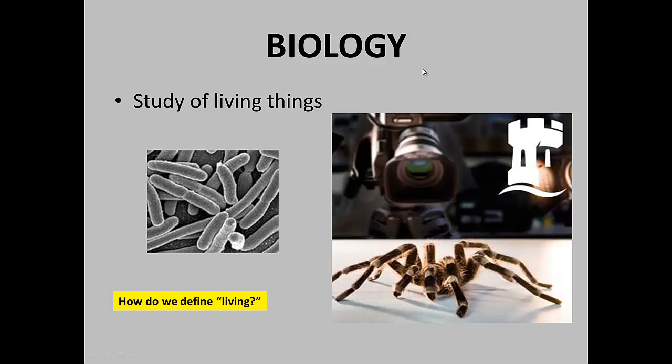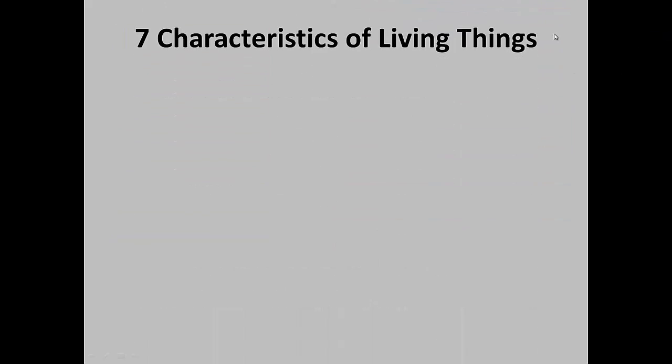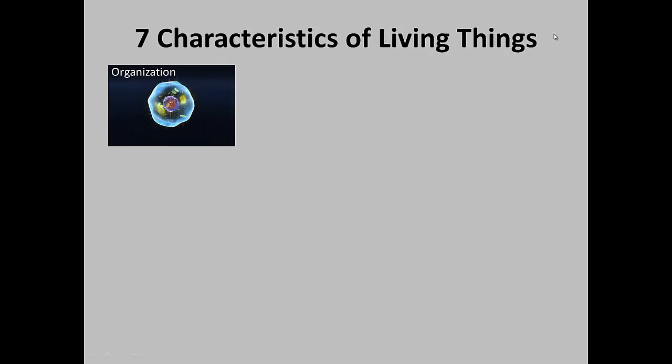Well, scientists have put together many characteristics of living things, and I have summed them up into 7 characteristics. All living things have these 7 characteristics, and they have to have all of these characteristics or they're not considered living. The first characteristic, as you see in this image, is organization.